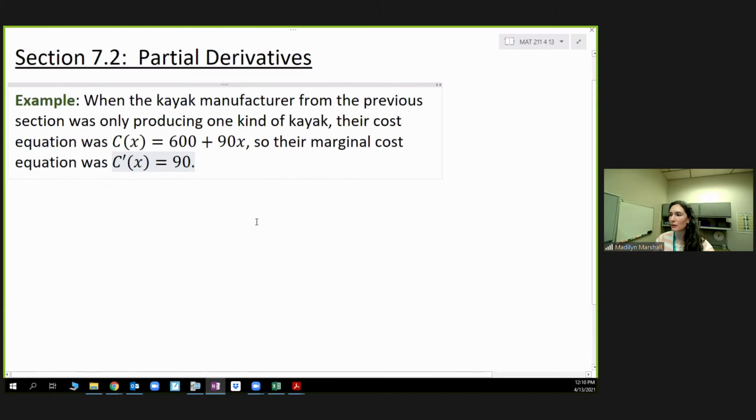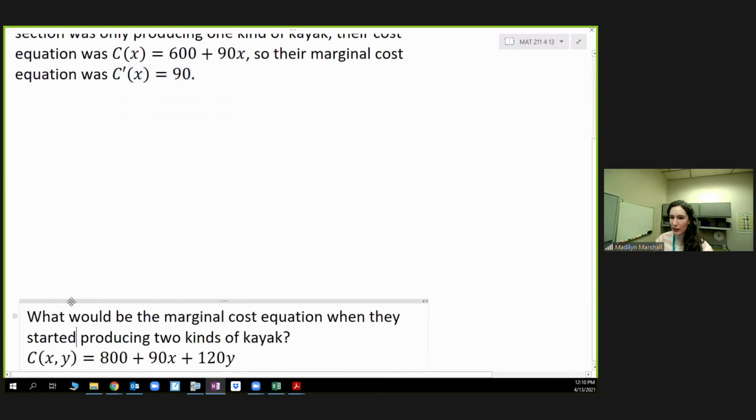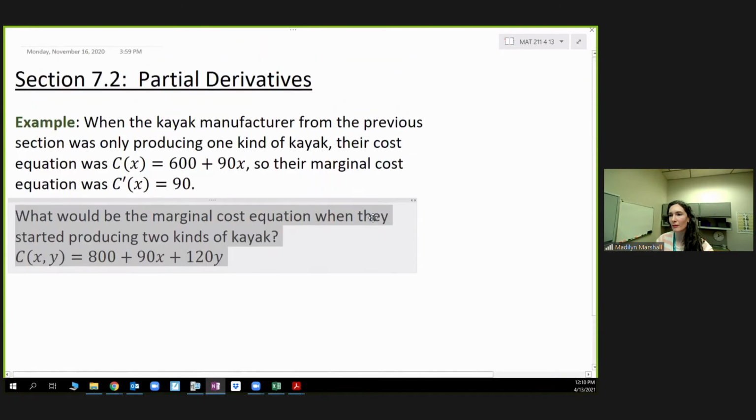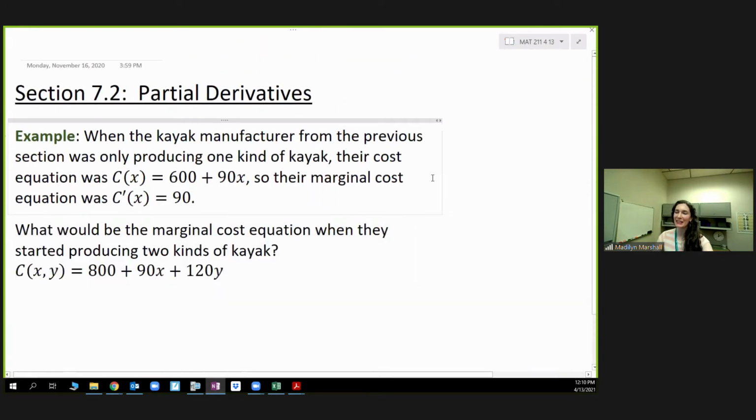So our question that we're going to answer in this section is, what would be the marginal cost equation when they started producing two kinds of kayaks? This was our cost equation for the two kinds of kayaks: 800 plus 90x plus 120y.